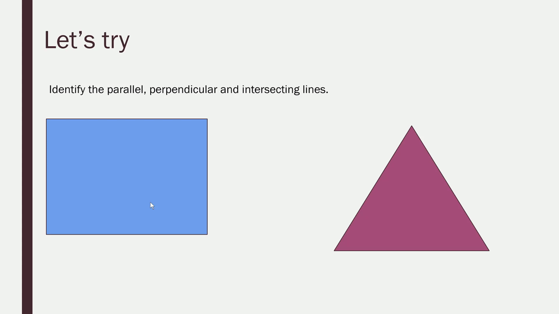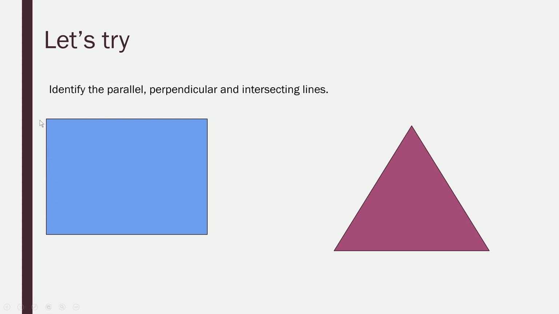Okay, so let's just try to identify the parallel, perpendicular, and intersecting lines in these two shapes, okay? I'll give you guys a minute just to have a look at them, and then I'm going to outline them, okay?